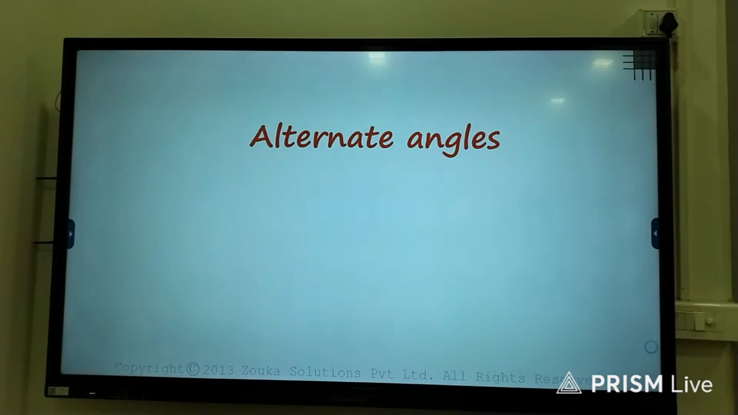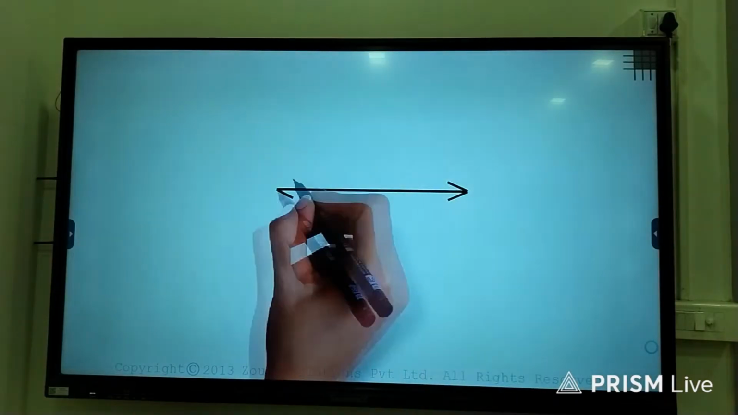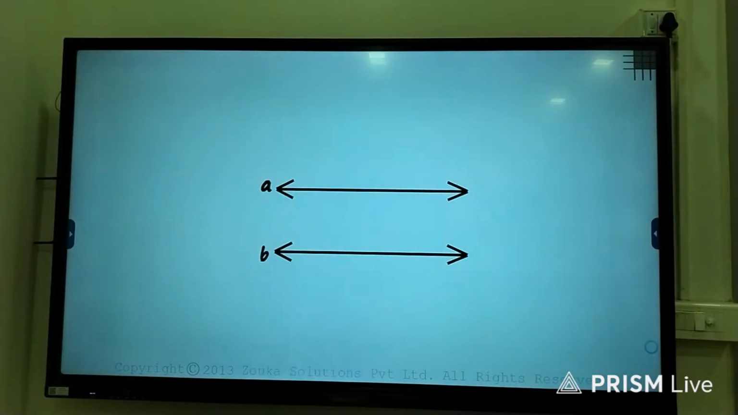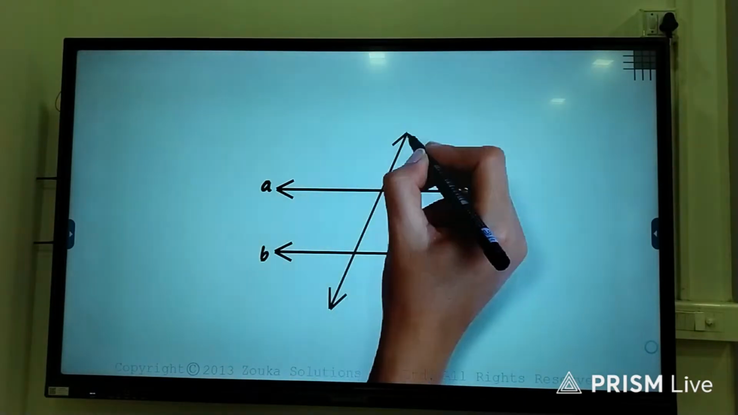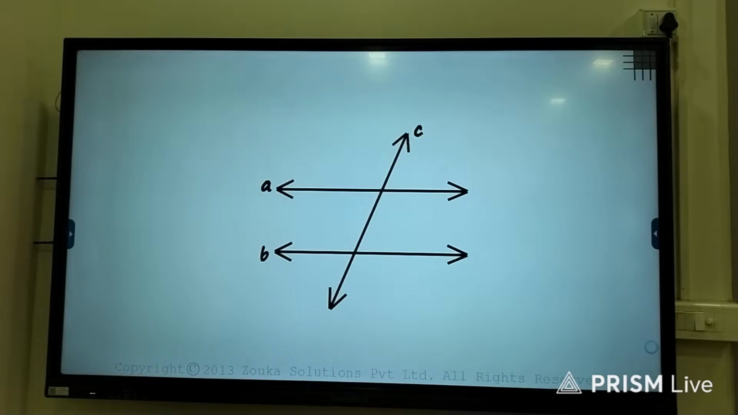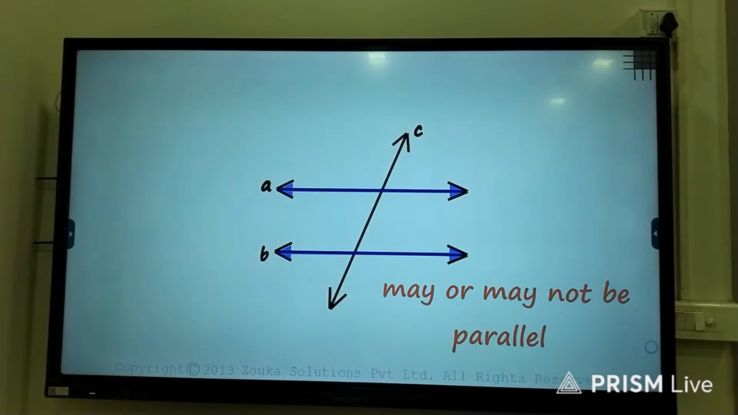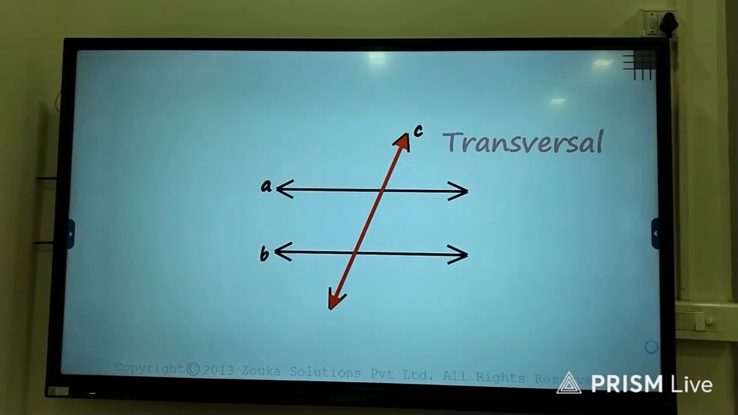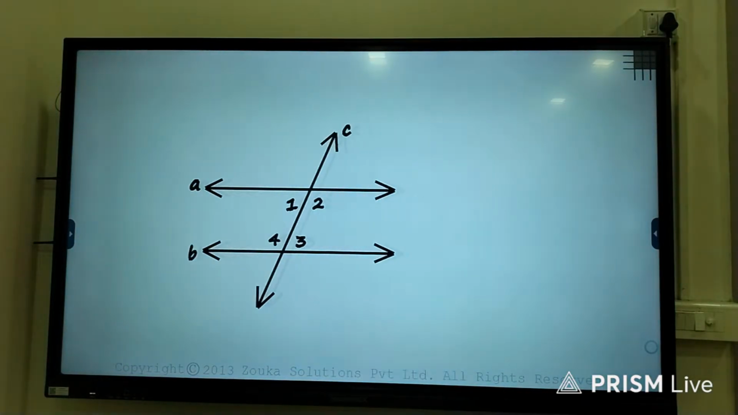Let us review what alternate angles are. Assume we have two lines, line A and line B on one plane, and another line C, which intersects the two of them. Lines A and B may or may not be parallel. Line C is called a transversal, and 8 angles are formed when a transversal intersects two distinct lines, four of which are interior. Angles 1, 2, 3, and 4.